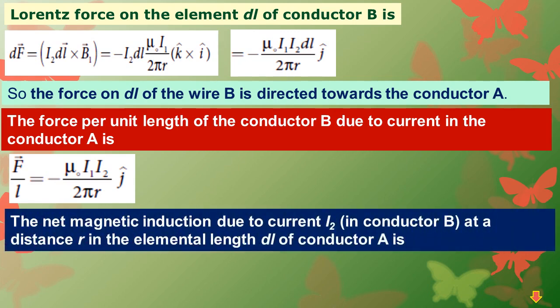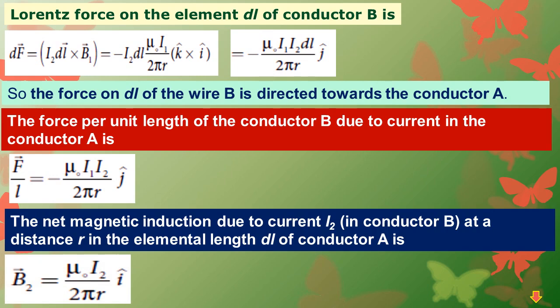Similarly, the net magnetic induction due to current I2, that means in the conductor A, at the distance r in the elemental length dl of a conductor A, is B2 equal to mu naught I2 divided by 2 pi r into I cap.